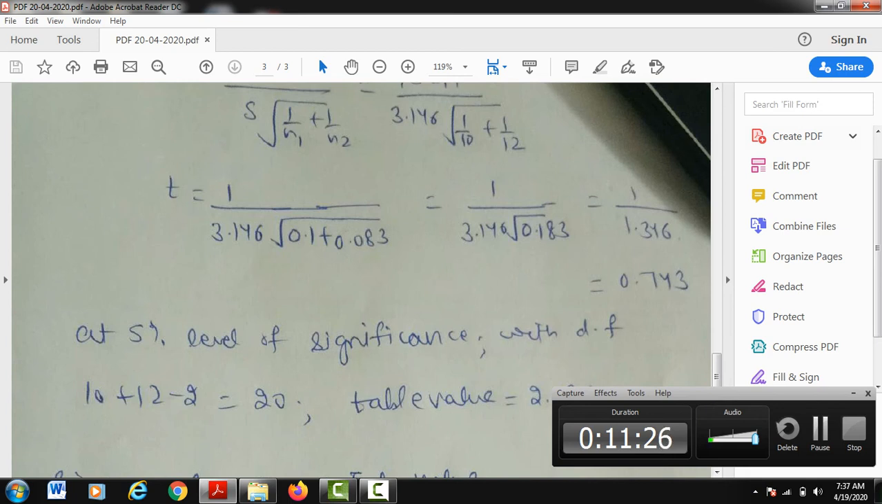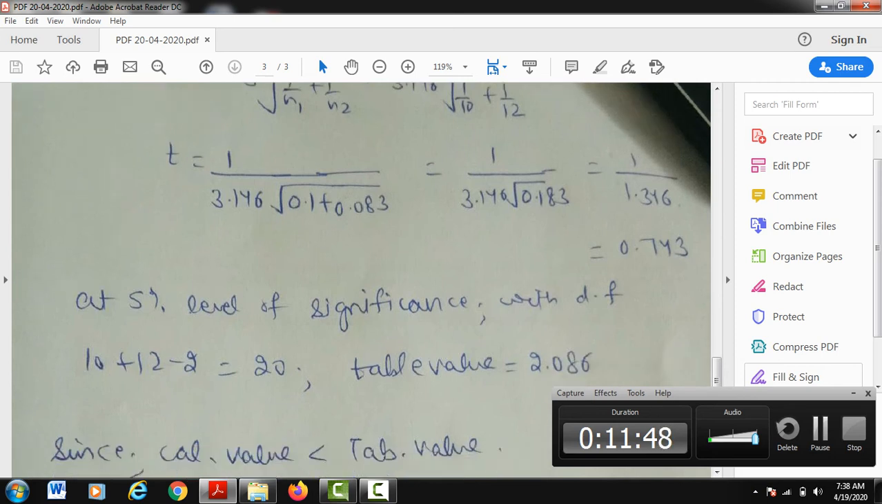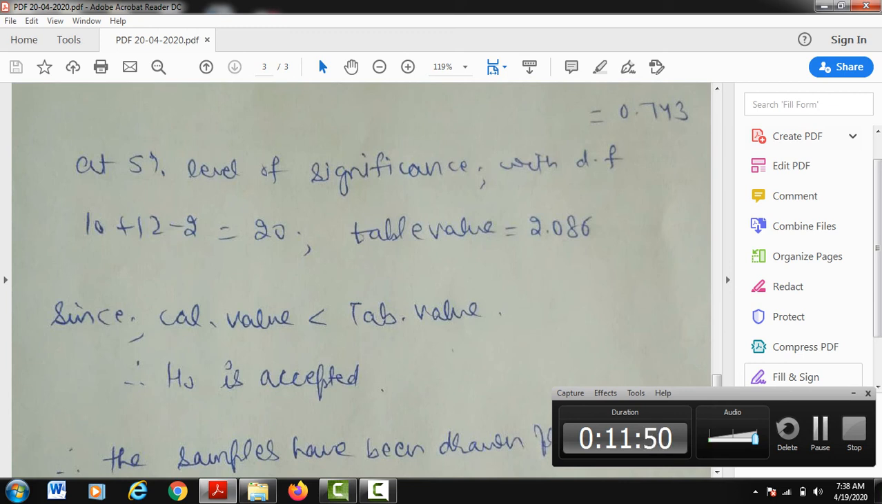Okay. Now I will take the table value again. Again students, if the level of significance is given in the question, then you have to follow that. But if it is not given in the question, then the choice is yours. You can take 1% or 5% also. So at 5% level of significance, with degrees of freedom n1 plus n2 minus 2, that is 10 plus 12 minus 2, which is 20, the table value is coming to be 2.086.